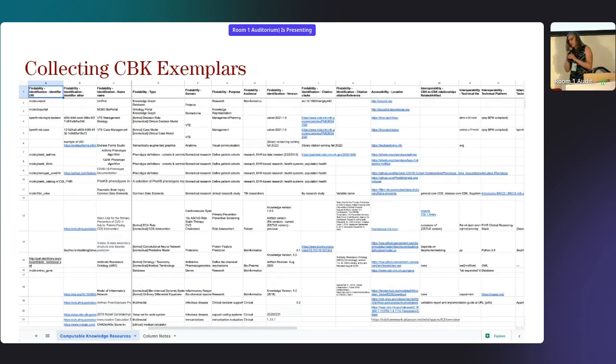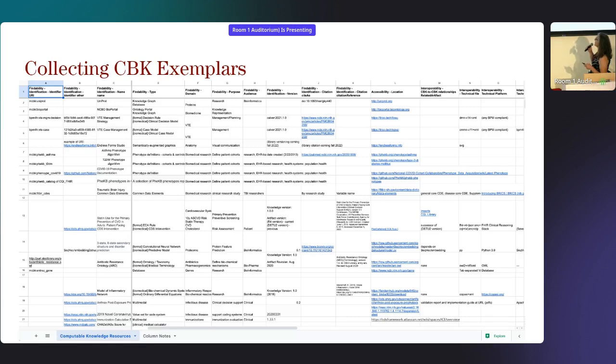Okay, so what we've been doing, we started off collecting a bunch of different examples of CBK, and you're not going to be able to read any of this. I'm sorry. I'm still going to point things out. So we have UniProt, which is actually a knowledge graph and a biomedical database. We have BioPortal, and then there's the COVID-19 phenotype documentation. We got a bunch of phenotypes in here. We have some, right, this I think is a risk calculator for statin use.